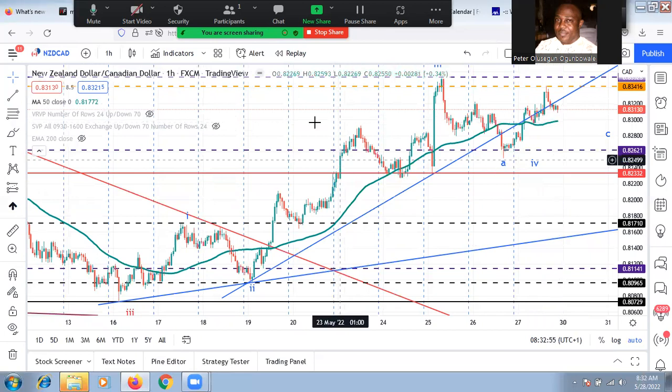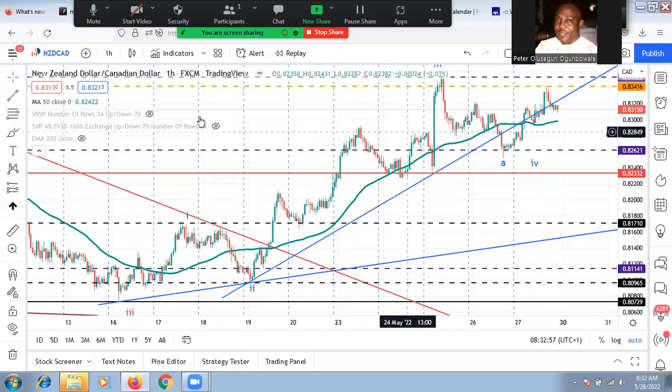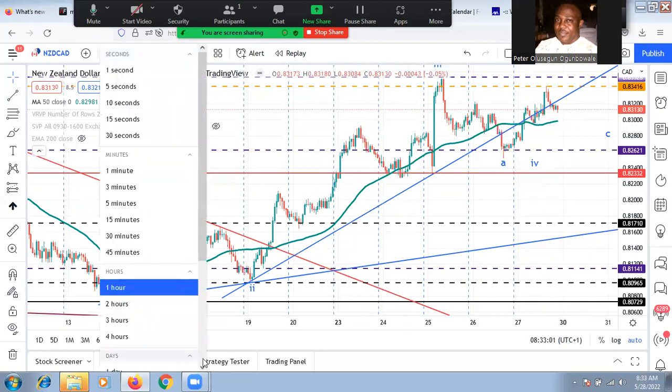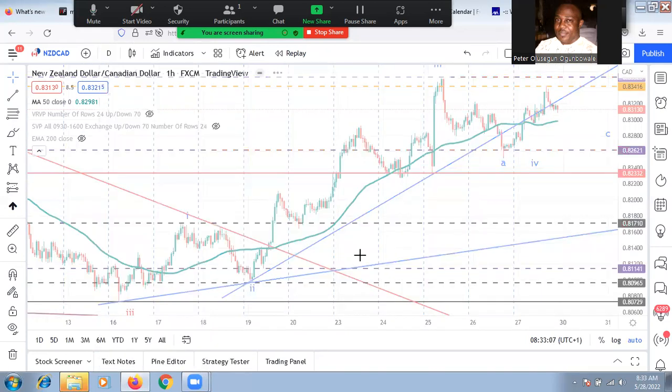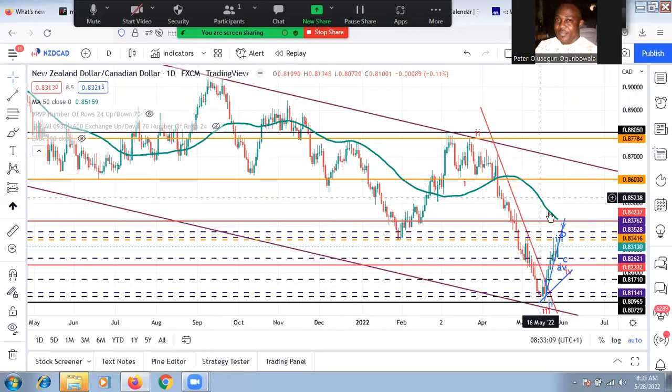And if you want to know where exactly this can get to, at times I want to switch to the daily to see where eventually it will correct to with the 50 EMA. Yes, we are almost there. So it's going to be around this area. We'll be seeing a reaction because the 50 EMA will be used as a resistance here.